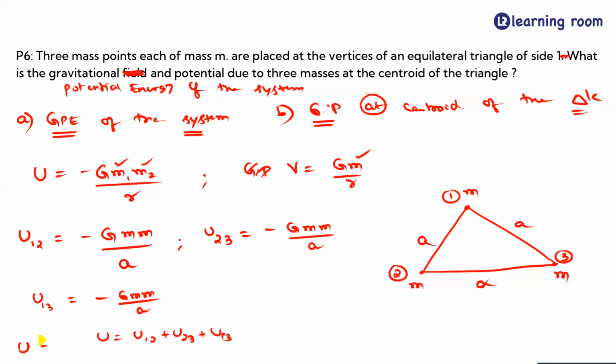Is there anyone who's not clear with what I wrote? You want me to explain it? I'll do it. Is there any doubt? No, sir. Okay, good. So what will you get? You will get minus 3 times Gm square divided by 8.